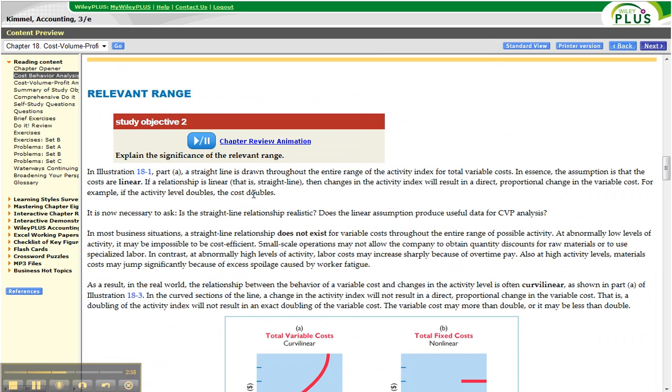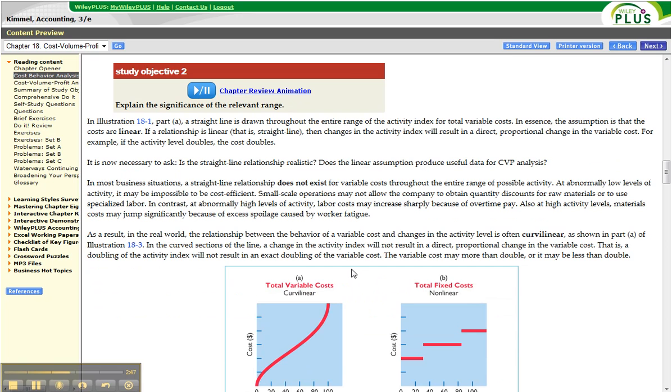One more thing before I get into the next study objective. Study objective 2 is a little bit confusing the way it talks about relevant range, but what relevant range basically is, it's the idea that companies really only care about cost behavior within the range of activity that they expect to operate under. So like General Motors, they're not going to make 10 cars a year, and they're not going to make 10 billion cars. They're going to operate in a range of manufacturing somewhere in between. And so they care about how costs behave in that relevant range.